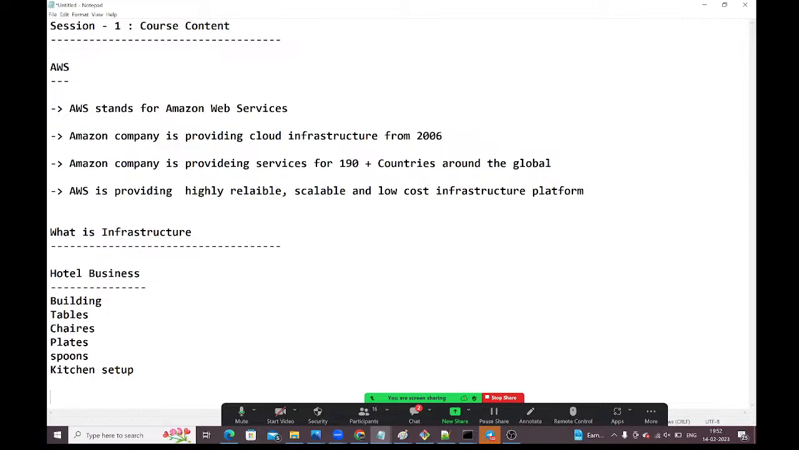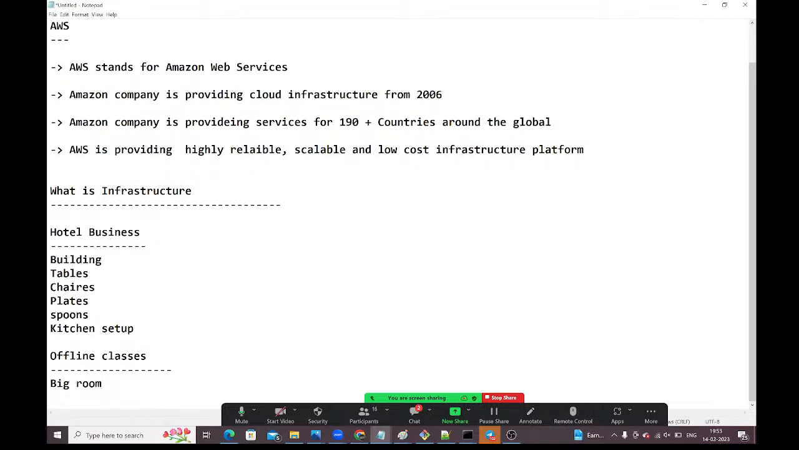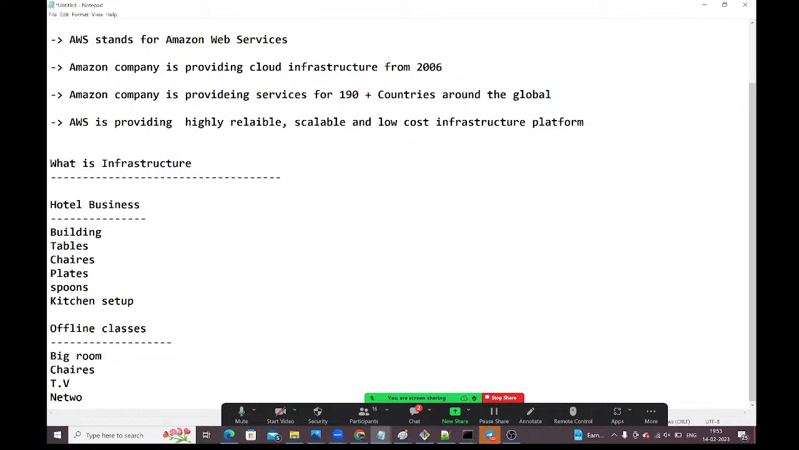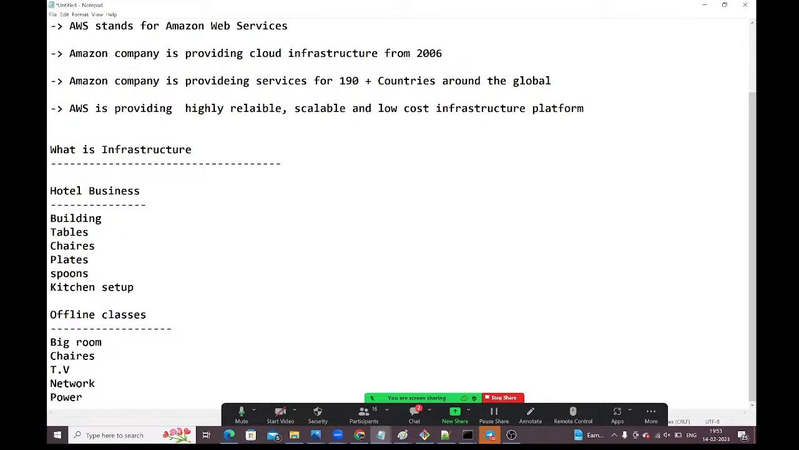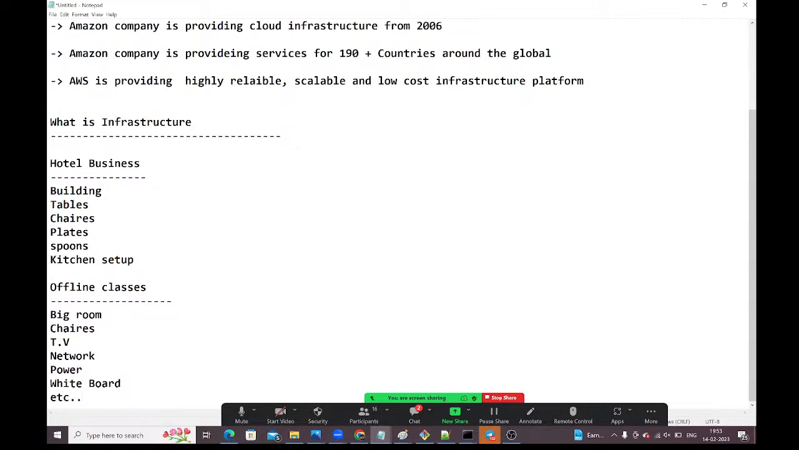Okay. I want to start offline classes, guys. If I want to start the offline classes, what is the required infrastructure? One big room is required. In that room, chairs are required. Monitor, TV is required, guys, and the network is required. Power backup is required. Next, whiteboard is required, and like this, etc. All these things are required to set up the offline classes. We should have all these things, then only we can start the offline classes, guys.